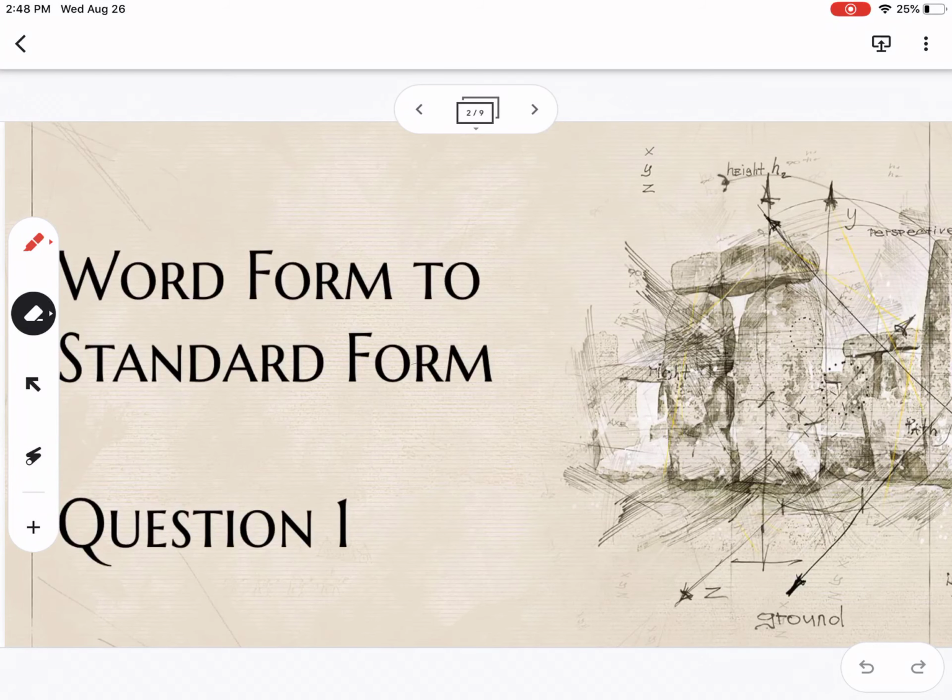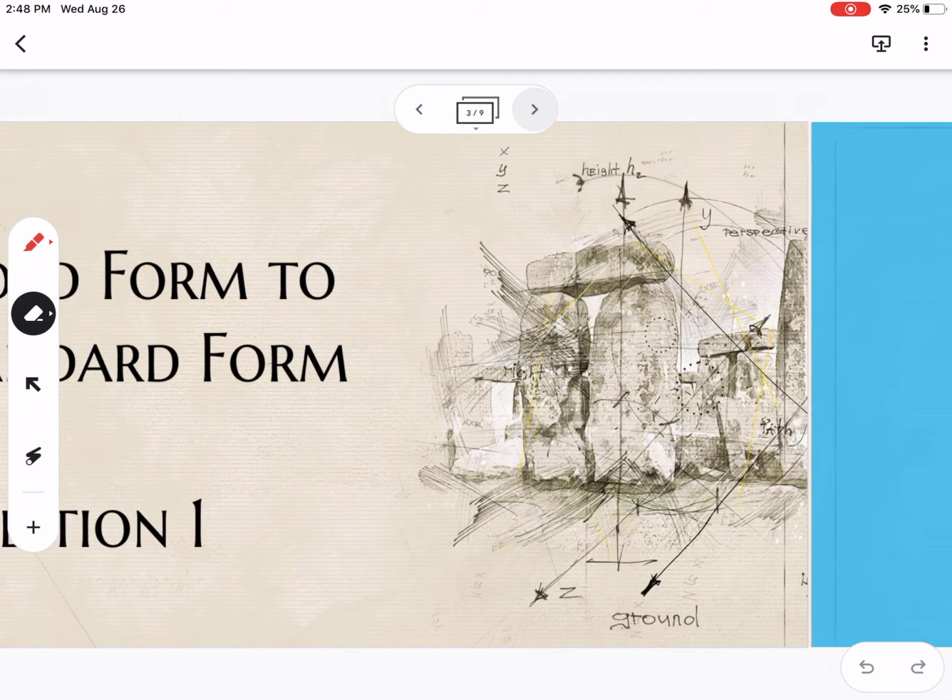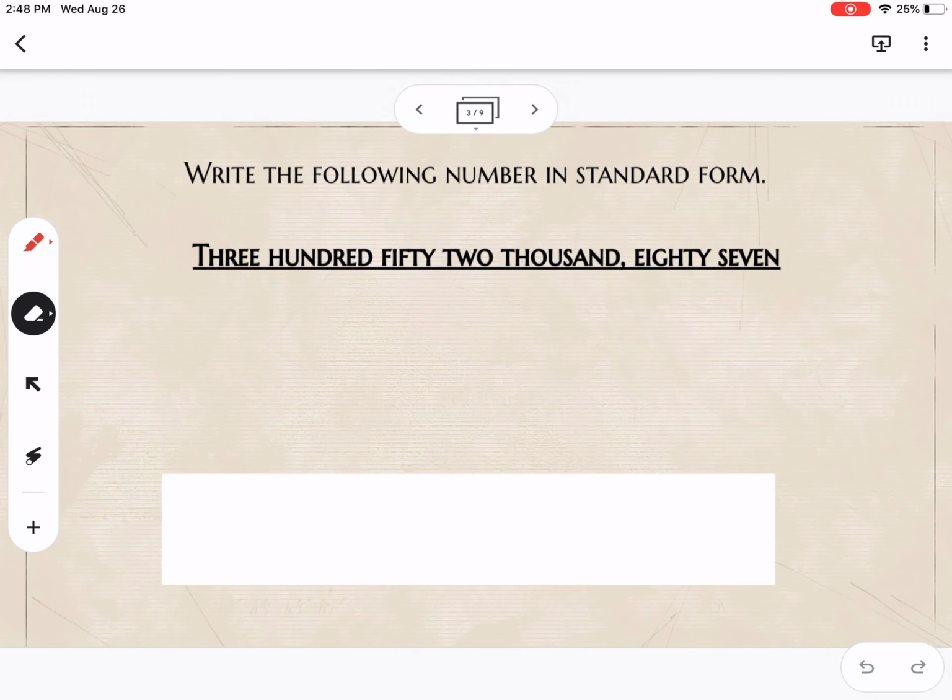Today we're going to go over a quick review of the place value formative assessment we just took. We're going to go over each question, starting with the first question, which asked us to convert a number from word form to standard form.